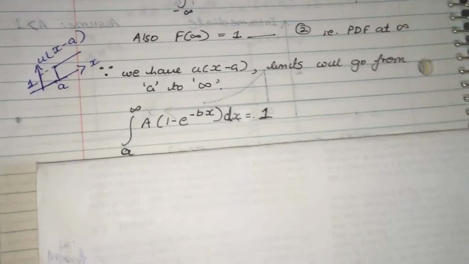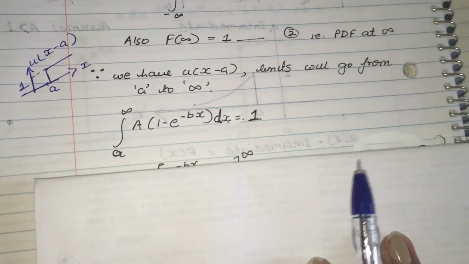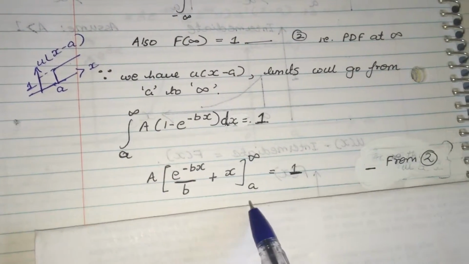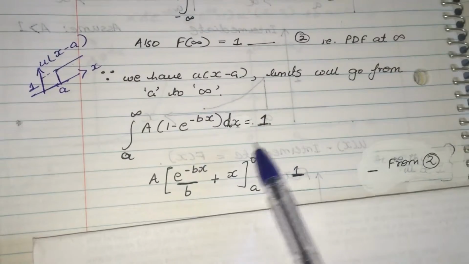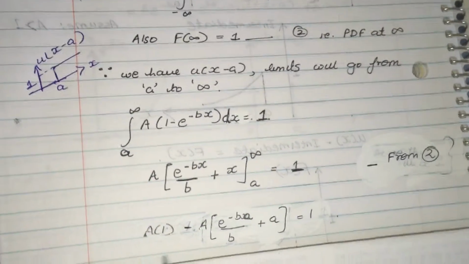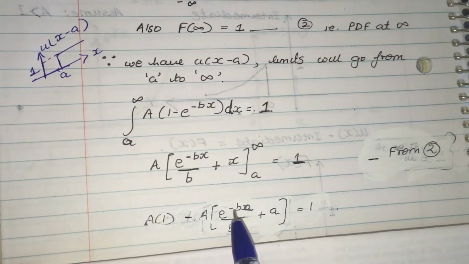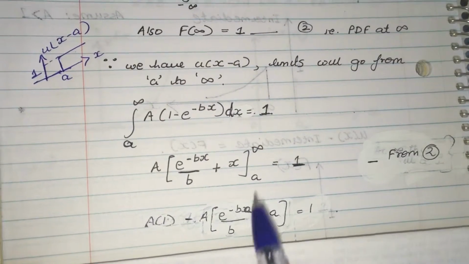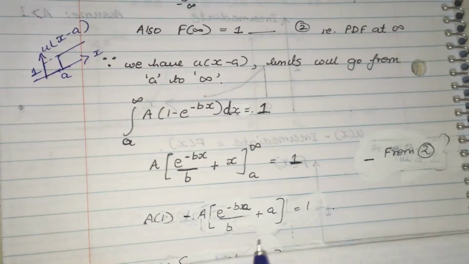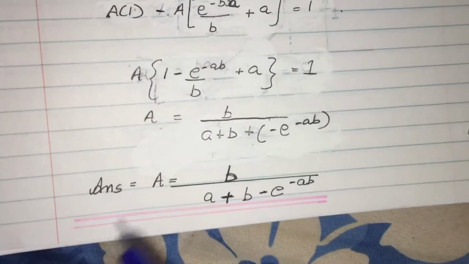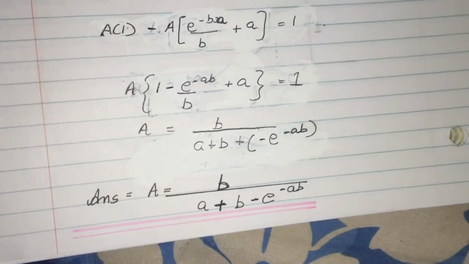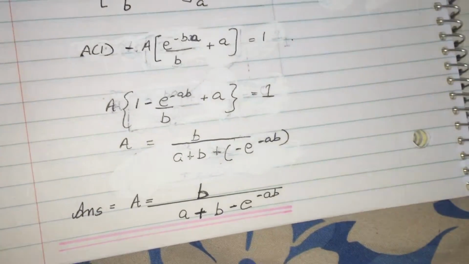And at infinity, we know that the probability distribution function is equal to 1. So on integrating from 0 to infinity, we get a times (e raised to minus bx divided by b, plus x), from 0 to infinity, equal to 1. Since at infinity it's going to be equal to 1, all we get here is the constant a into 1 minus a into e raised to minus ba, divided by b, plus 1, is equal to 1. And on opening the brackets, this is what we will get. Hence, a is a constant, which is equal to b divided by a plus b minus e raised to minus ab. So this was the first part of question 1.